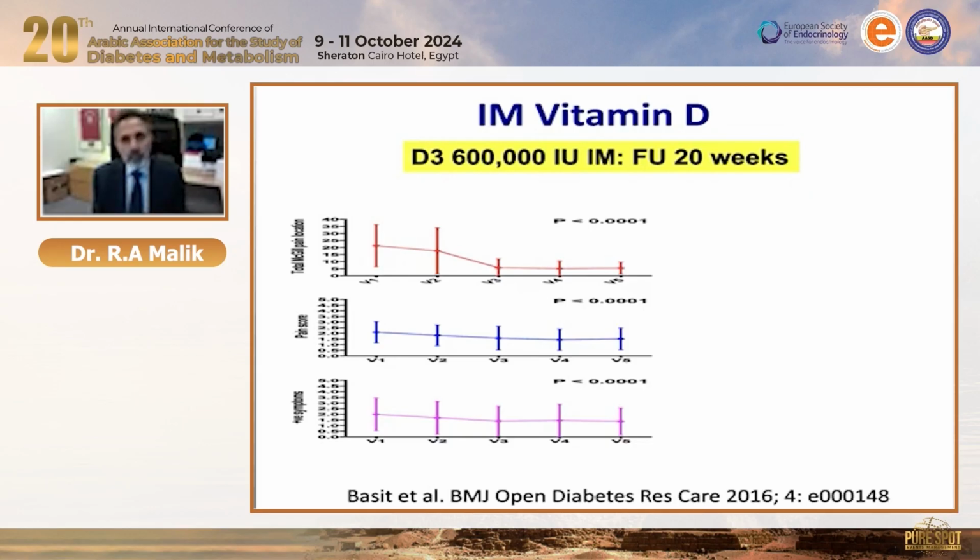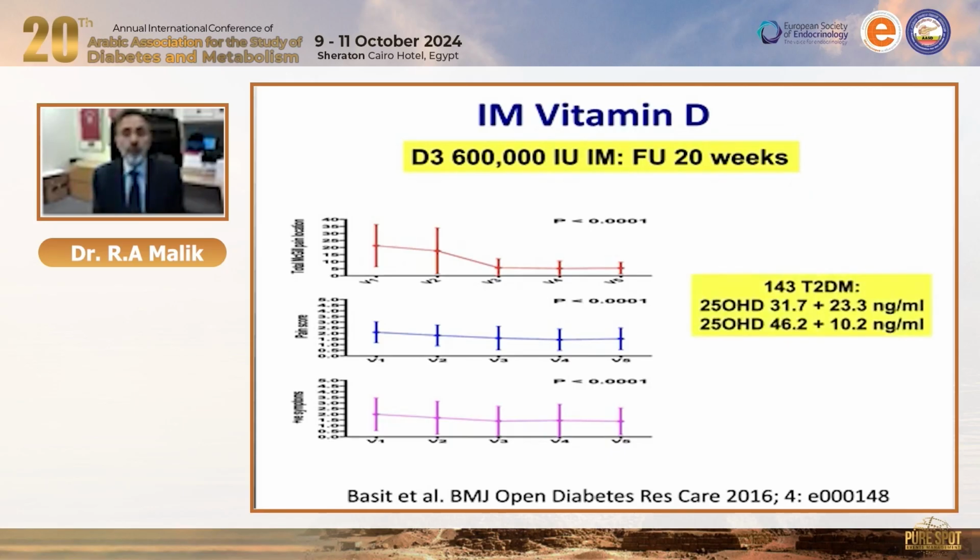reduction. Interestingly, the baseline level of vitamin D in these patients was actually already what most people would say is very good, 31 nanograms. And yet, when you gave 600,000 international units of vitamin D3, it improved to 46 nanograms, and you got a reduction in pain scores.